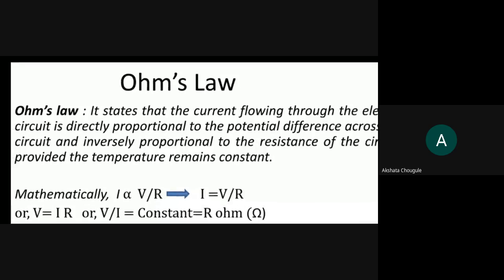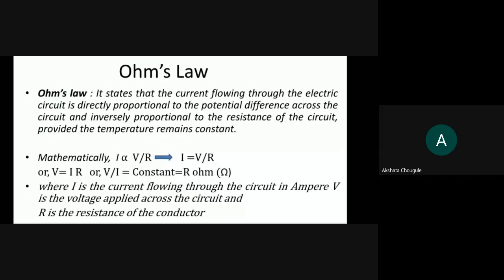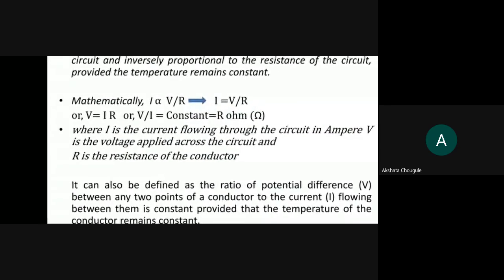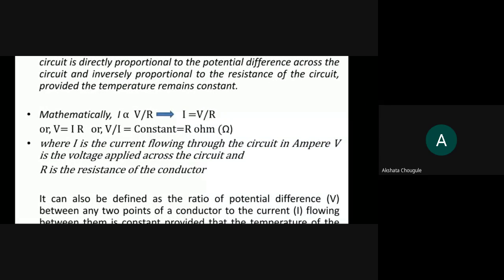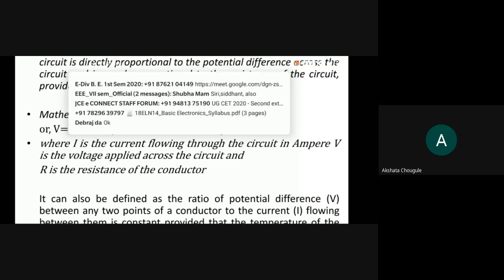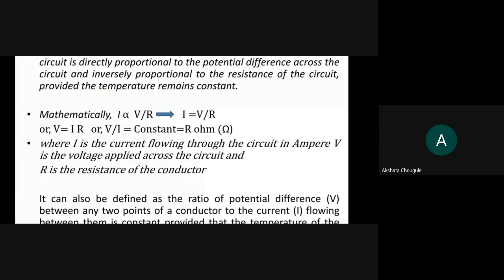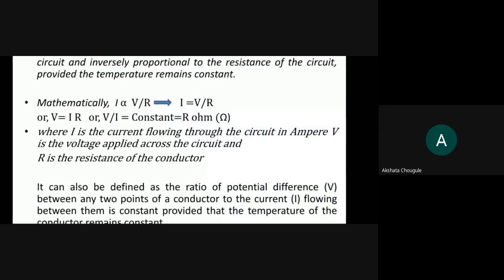So Ohm's law states that I is proportional to V by R. We convert this proportional sign to an equal sign by considering that the unit of potential difference is defined in such a way that the constant of proportionality is unity. So if I equals 1 and V equals 1, R is also going to be equal to 1. This is our definition, or statement, of Ohm's law.